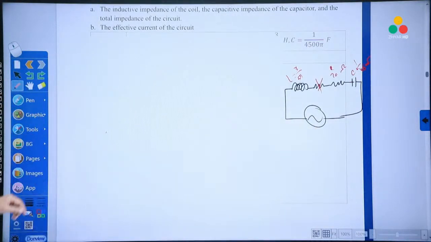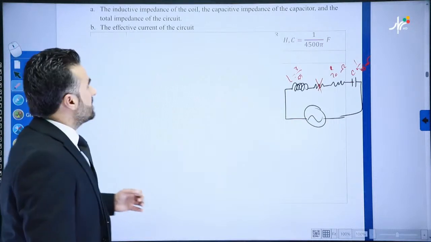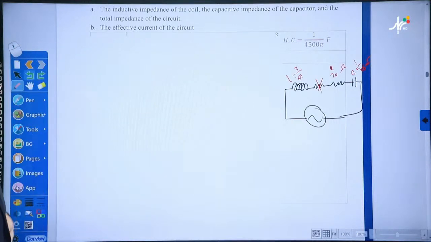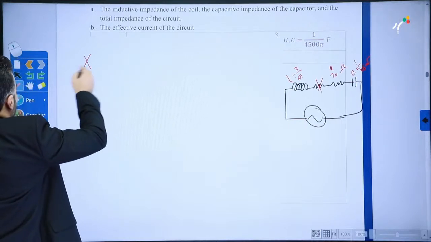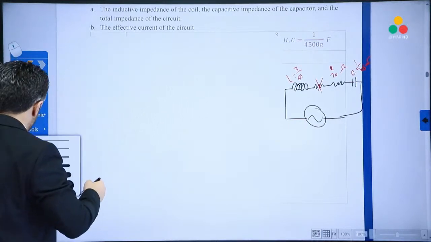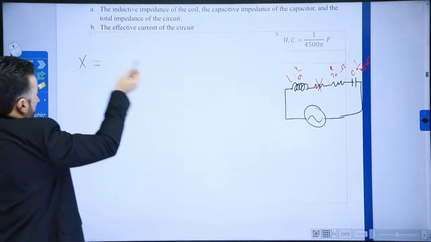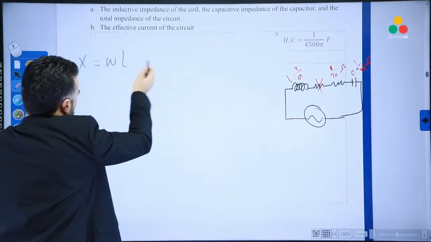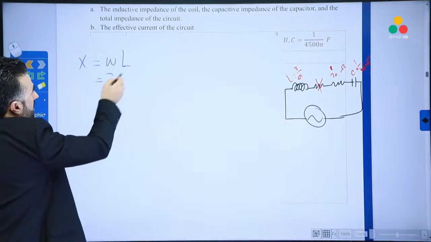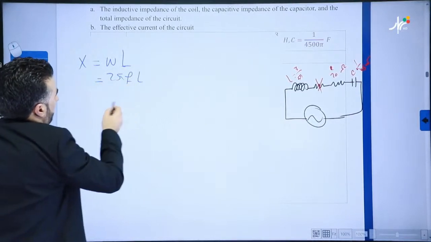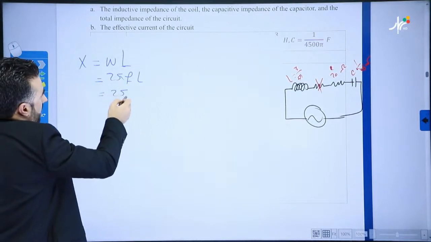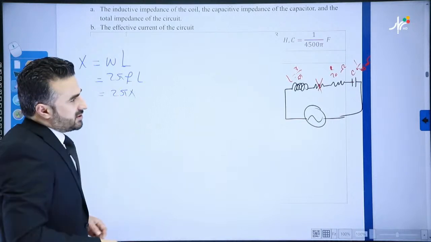All right, so what do we have first? Remember, these are the values that we have. The first thing to find is the inductive impedance, XL. What is XL equal to? We've learned that XL equals omega L. Otherwise you could directly go with 2π times F times L, where F is the frequency of the circuit.